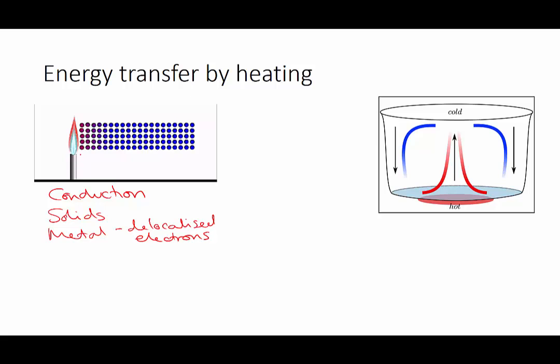So what we've got going on in this image, near to the heat source, these particles are going to start to vibrate more. They were already vibrating, so we say they vibrate more. As they vibrate more, they collide with the adjacent particles. That collision enables them to transfer their energy.